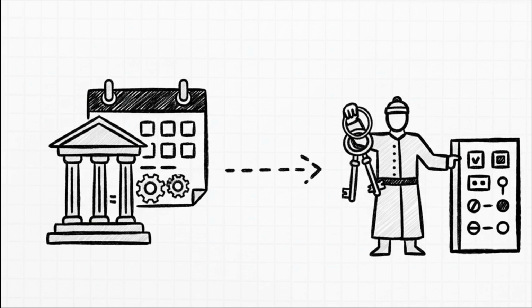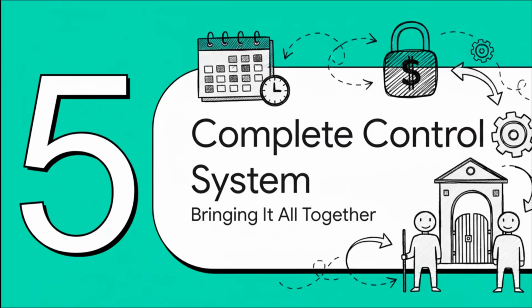The fiscal year variant defines the structure of the calendar. The posting period variant manages access to that calendar. And because they're independent, you get this amazing combination of a rock-solid structure and total flexibility in how you control it. All right, we are at our final section. We've seen the calendar, we've met the gatekeeper. Now let's put it all together and see what this complete control system looks like when it's all working together.